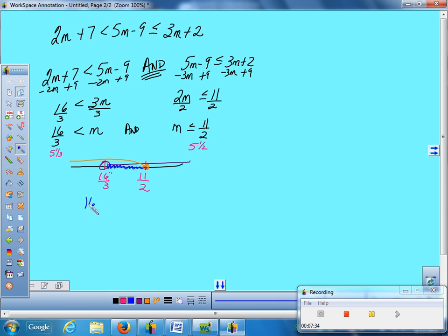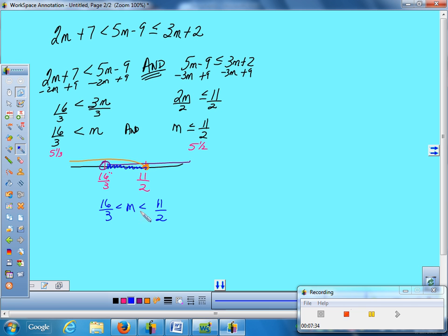So, now, how do you write an answer when it's trapped between two numbers? Same thing you did with the testing point. How did we just do it on the 16 thirds? In this case, put your m in the middle, with your 16 thirds and your 11 halves, and a less than sign on the left-hand side. One of them needs an equal.